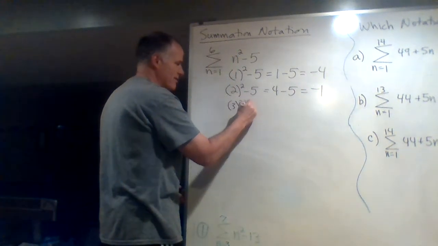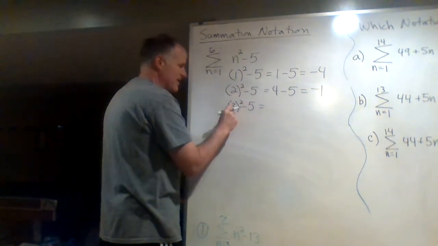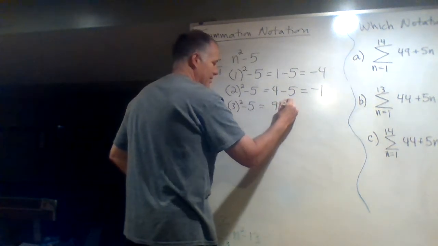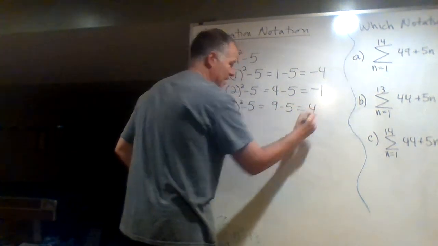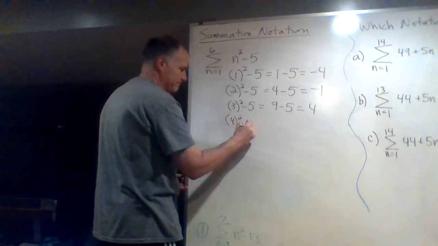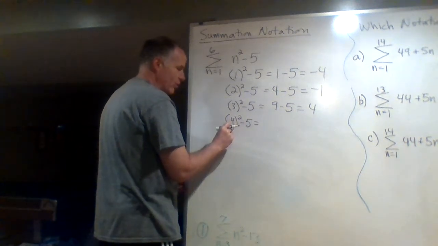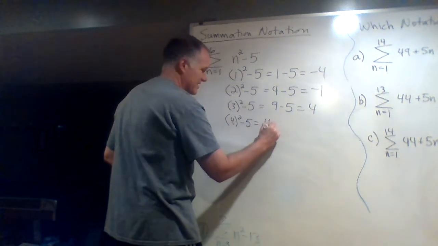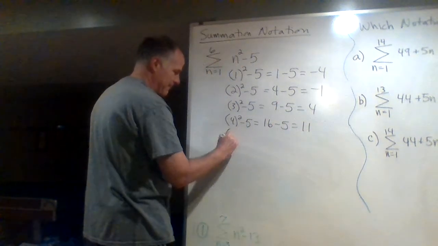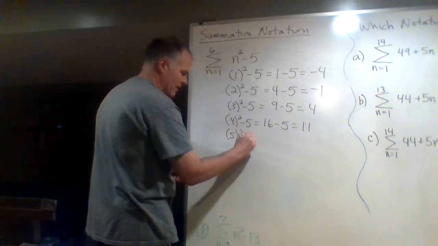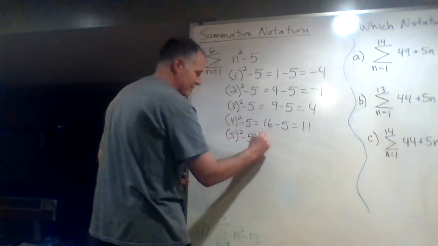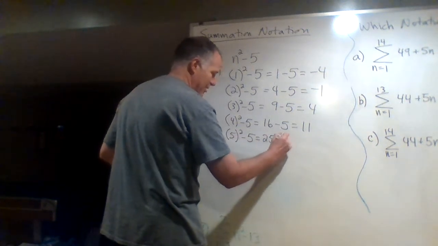Okay, 3 squared. 3 squared is 3 times 3. 3 times 3 is 9. Minus 5, that's positive 4. 4 squared minus 5. 4 squared, 4 times 4, is 16. 16 minus 5 is 11. 5 squared. Remember, 5 squared is 5 times 5, 25. Minus 5.